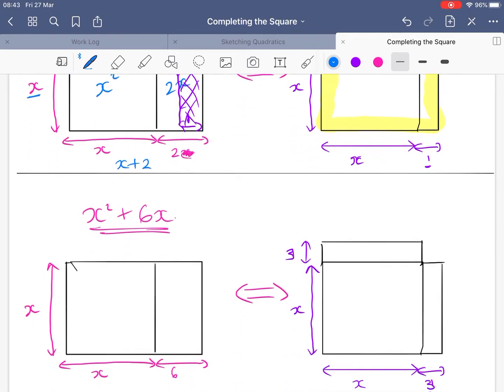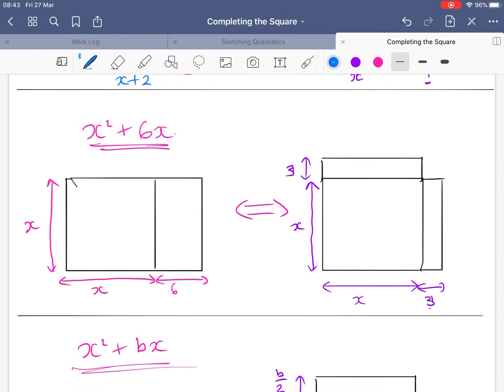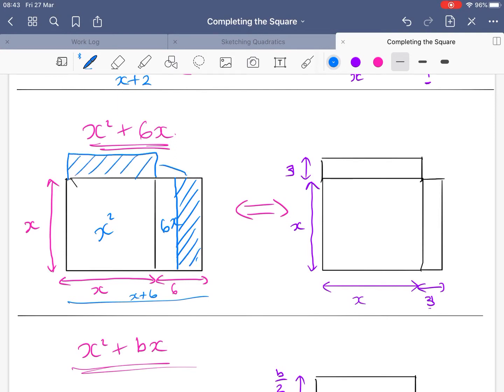I'm going to do it with another one. So this time I've got a base of x plus 6 and a height of x. So I have my x squared and my 6x as my two areas. And just like I did before, I'm going to split this rectangle on the end in half, and I'm going to take this bit and move it up here. So what have I got if I do the area of the square? Well, I've got x plus 3 squared.